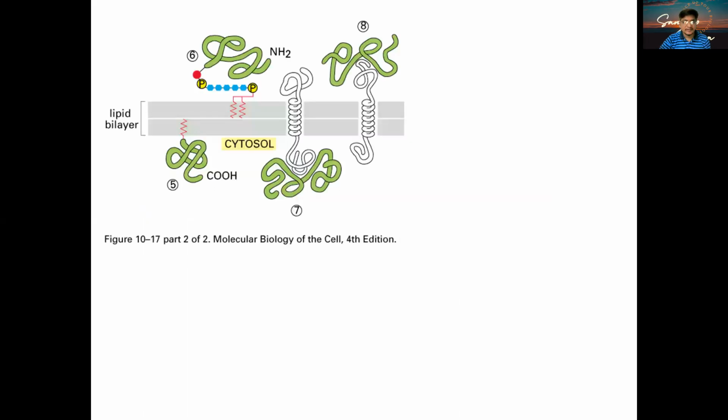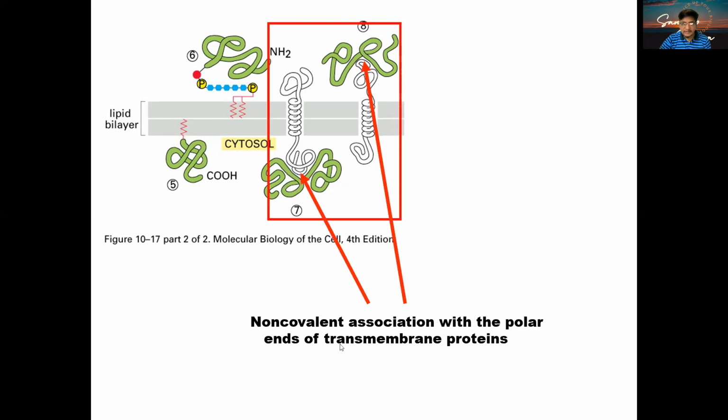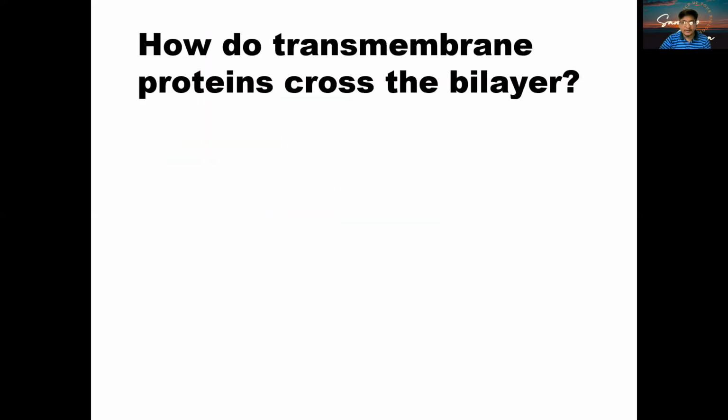You can see over here they may have other bonds also formed. Some of them are ionic bonds, and some of them are bound to a part of the membrane with a covalent bond. You can see over here these are the non-covalent associations with the polar end of the transmembrane protein, and the second, which is shown over here, could be the covalent bond.